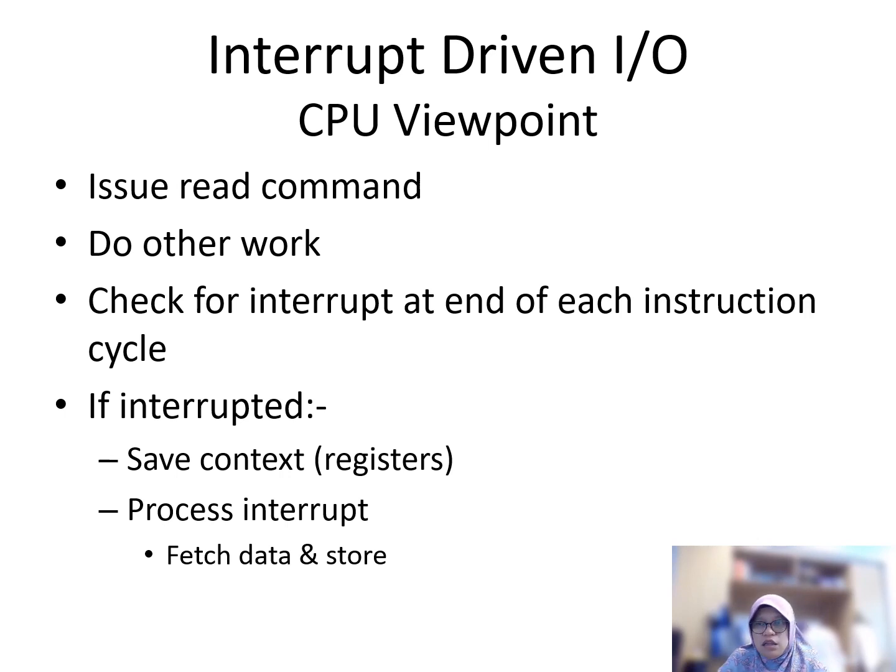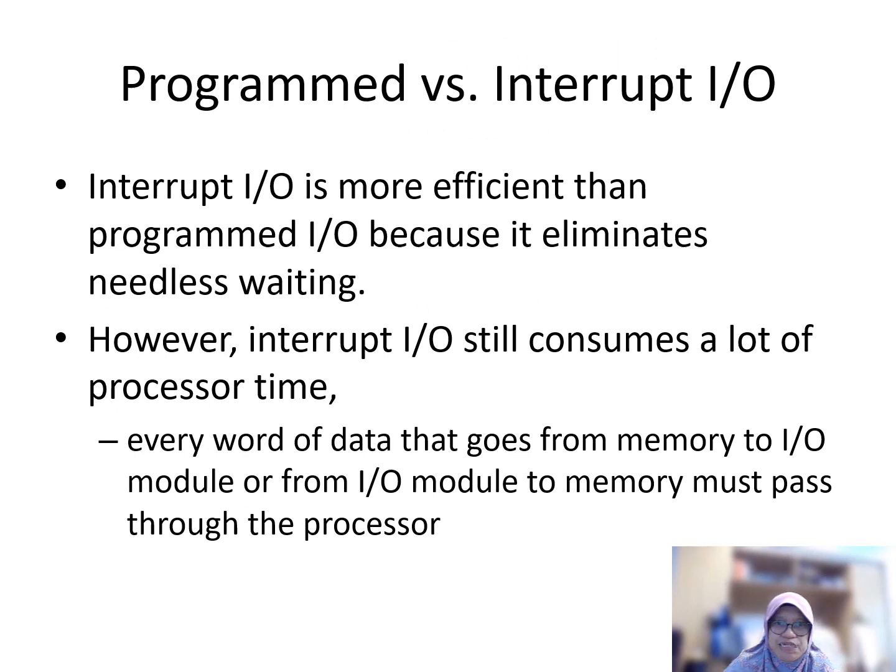From the processor's point of view, the action for input is as follows. The CPU issues the read command and then does other work. It checks for an interrupt at the end of each instruction cycle. If there is an interrupt, it saves the context, the current state of registers, processes the interrupt until it is finished, and then goes back to fetch the data and restore the previous state.